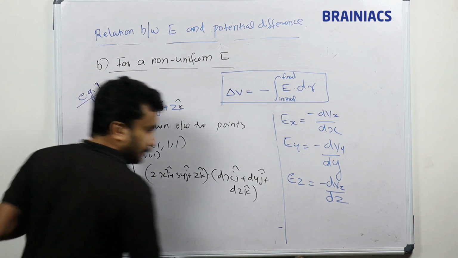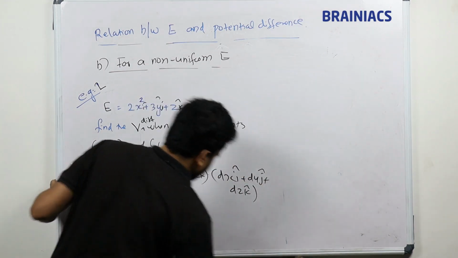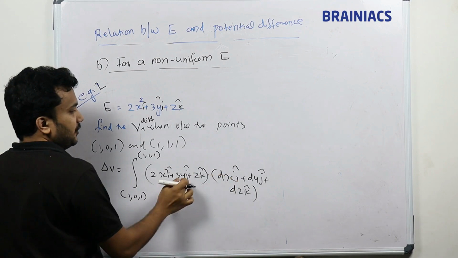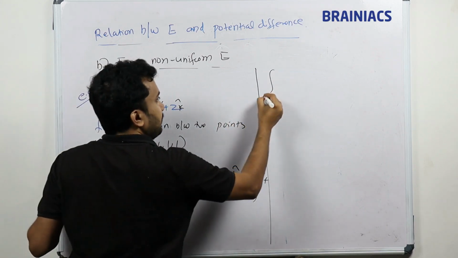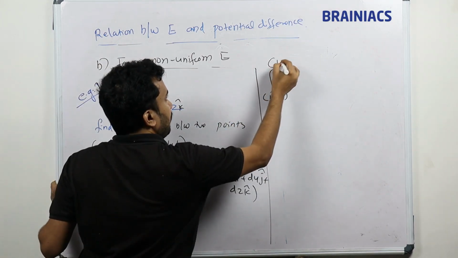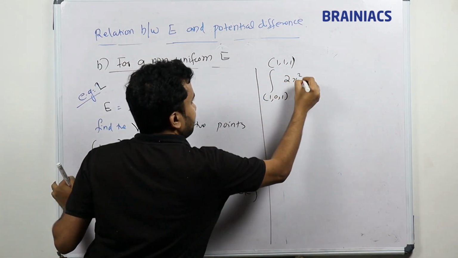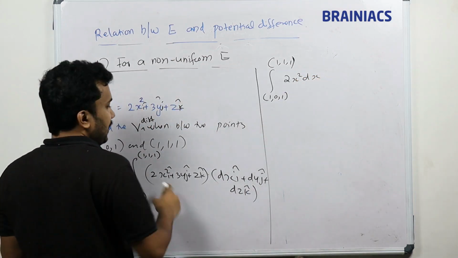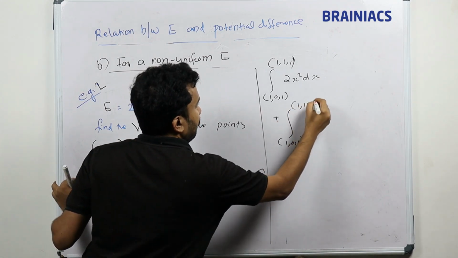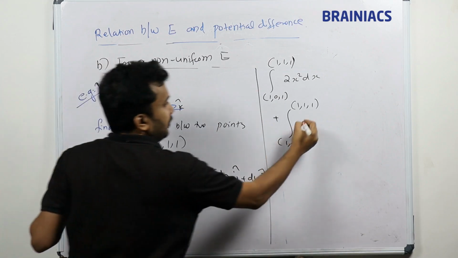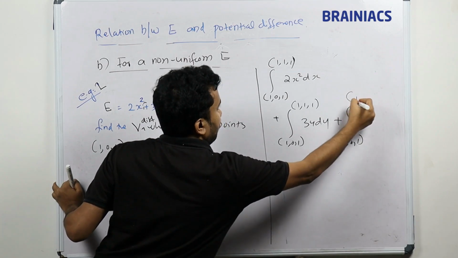2x square into dx. Now this area will be cleaned up and we'll continue here. Dot product means i with i, j with j, k with k. The integration limits are from 1, 0, 1 to 1, 1, 1, the initial and final point. So 2x square into dx we have to integrate. I am splitting the integral. Plus, from 1, 0, 1 to 1, 1, 1, the next term is 3y into dy.